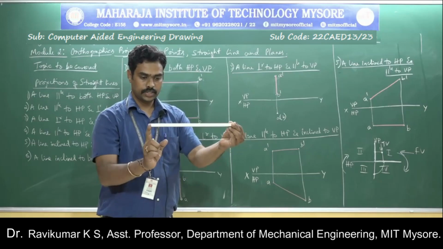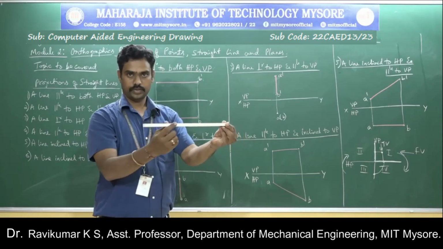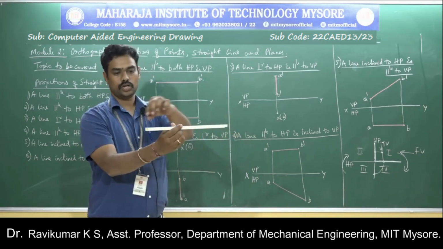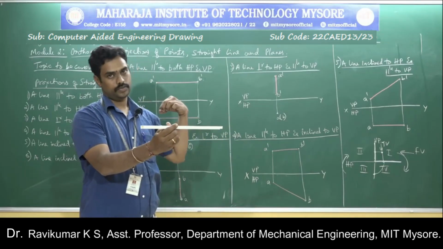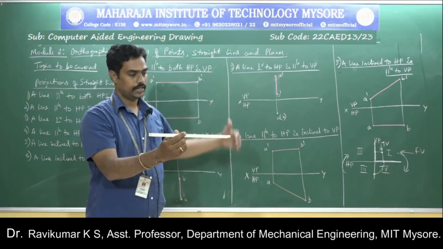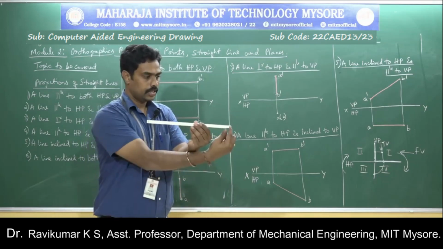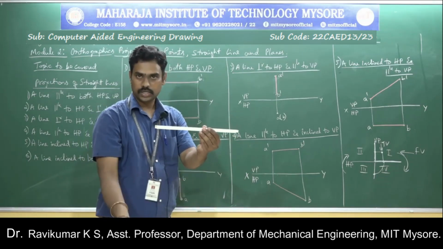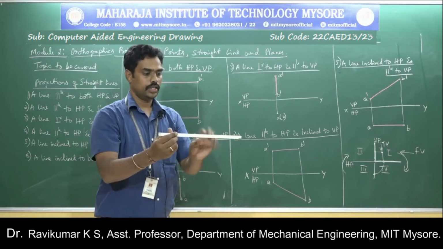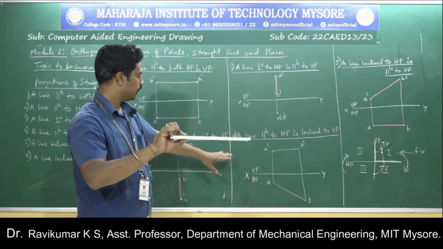If I rotate this, then I am varying the distance of this point with respect to VP. Okay. Now, in this position, the distance from this point to the board or the VP and this point to the board or the VP is different. Therefore, it is said to be inclined to VP or vertical plane. Now, the distance from this point to the horizontal plane and this point to the horizontal plane is unchanged, same. Therefore, it is parallel to HP. So, in this case, it is parallel to HP and inclined to VP. That is what is written here.